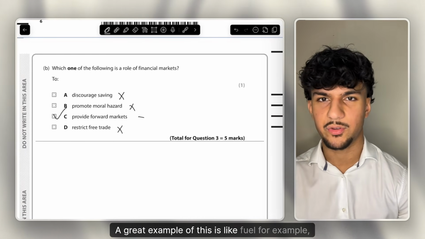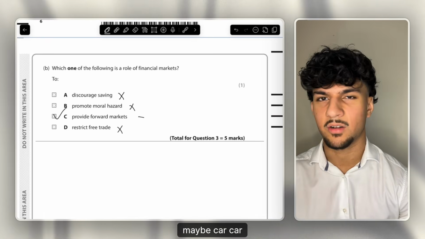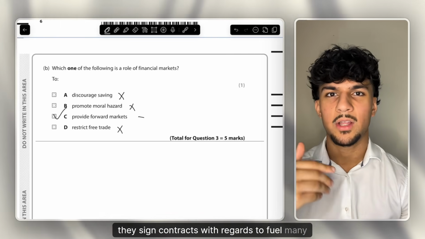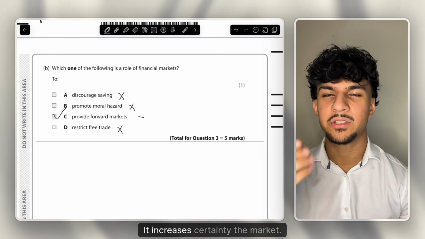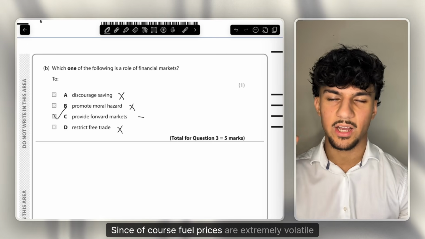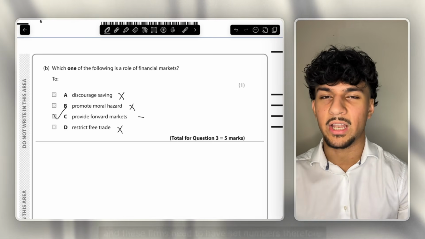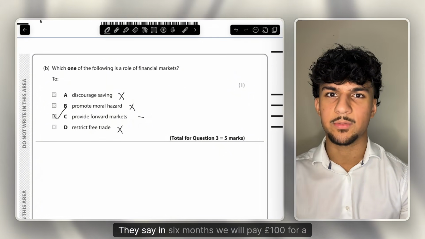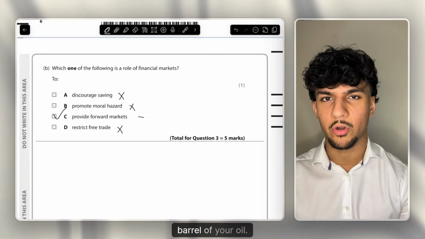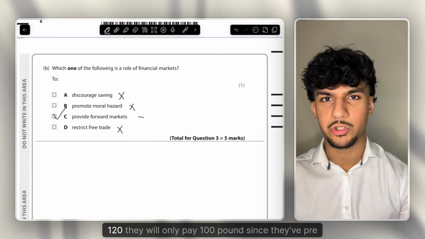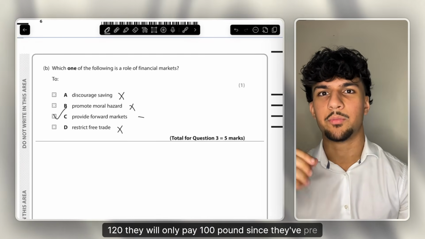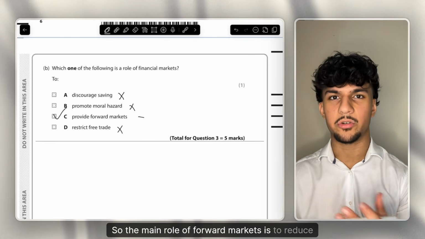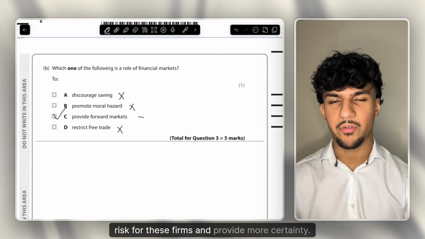A great example of this is fuel, for example, maybe car firms or airlines. They sign contracts with regards to fuel many months in the future. Why do they do this? It increases certainty in the market, since of course fuel prices are extremely volatile, and these firms need to have set numbers. Therefore, to reduce volatility and uncertainty, they say in 6 months we will pay £100 for a barrel of your oil. Even if prices go up to £120, they will only pay £100 since they've pre-negotiated this contract. So the main role of forward markets is to reduce risk for these firms and provide more certainty.